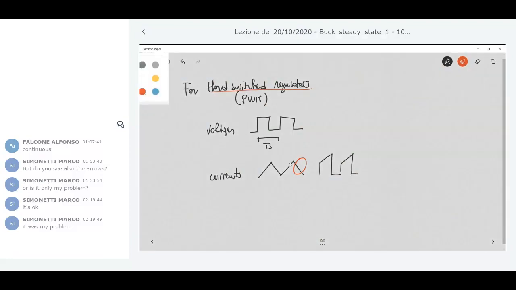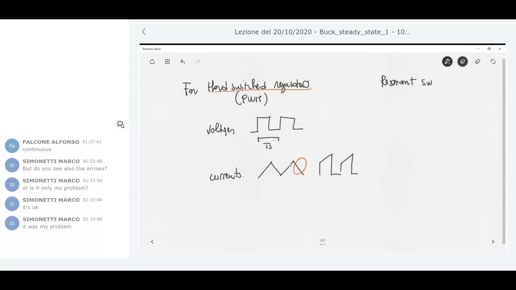Then I have also resonant regulators. In resonant switched regulators, the voltages typically, and also the currents, have a sinusoidal behavior, or sometimes you have some pieces of sine wave that can be connected with other sine waves having different frequency, and so on. But they are just pieces of sine waves.